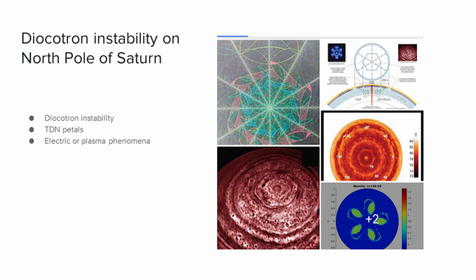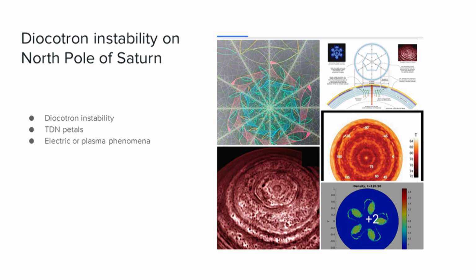Diocotron instability on the North Pole of Saturn. A diocotron instability is what we see here at the bottom. It forms these petals. I'm going to go to a couple other pictures after this, but you'll get more of an idea of how they form, and it's a plasma instability as well.